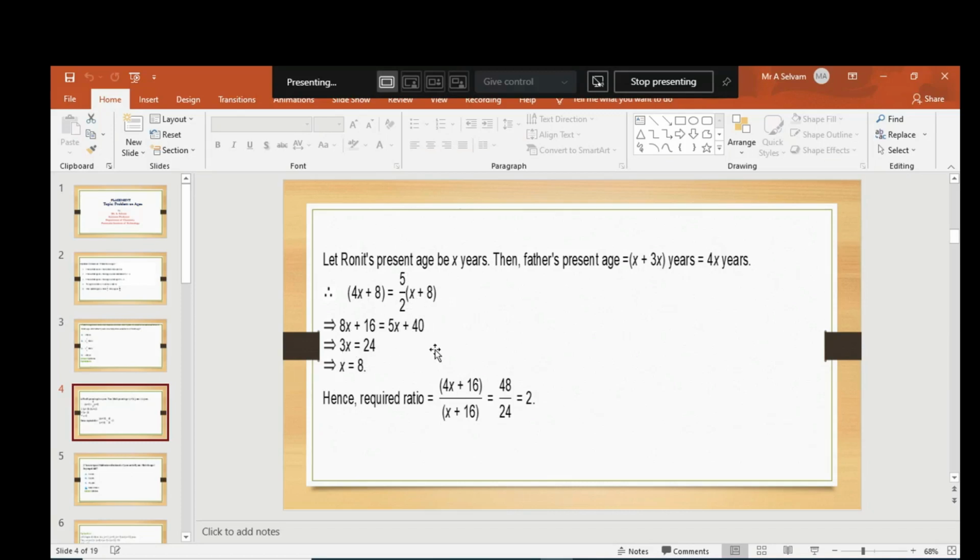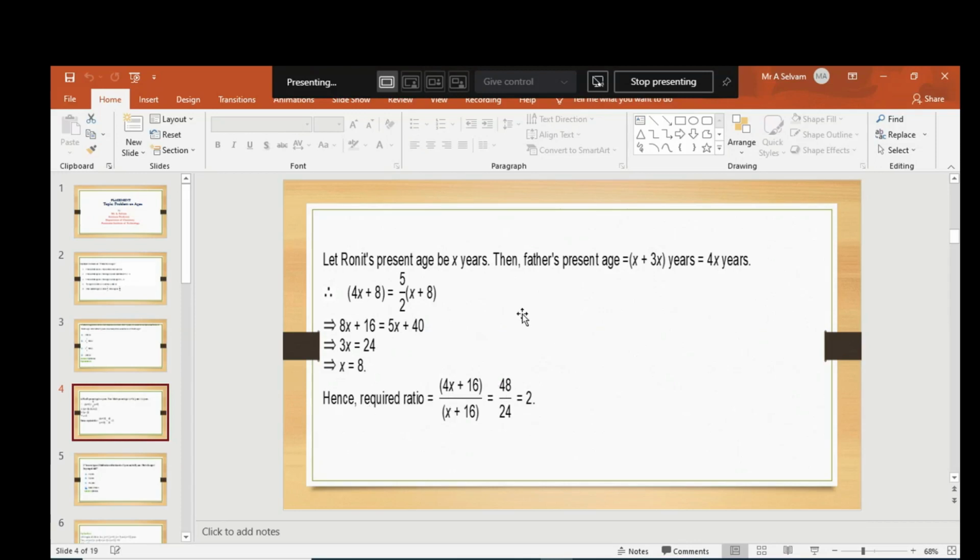Now we can simplify this. We take 16 to that side, so 40 minus 16, and 5x to this side. So 8x minus 5x, that is 3x equals 24. From this we need only x, so x equals 24 by 3, so x equals 8. Now the required ratio we need.